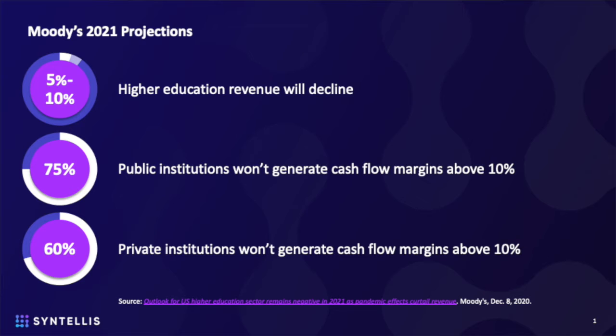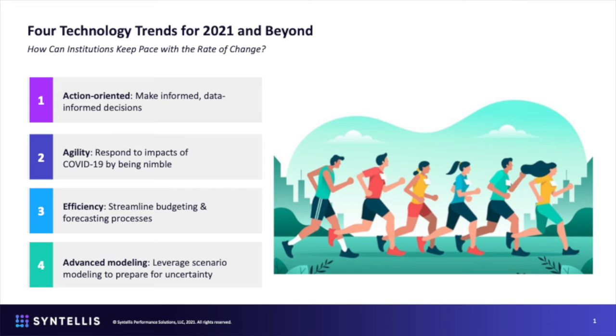You know, a couple things that we want to focus on here when we think about the context of 2021, right? So we take a perspective here from Moody's, a rating agency, to see how they're viewing the vertical from Centellis's perspective, but the market from a higher ed perspective from a high level. So they're expecting revenue declines of 5 to 10%. Public and private institutions won't generate cash margins above 10%. I don't think anyone on the phone is going to find that any big surprise, given what 2020 was like and some uncertainty around 2021.